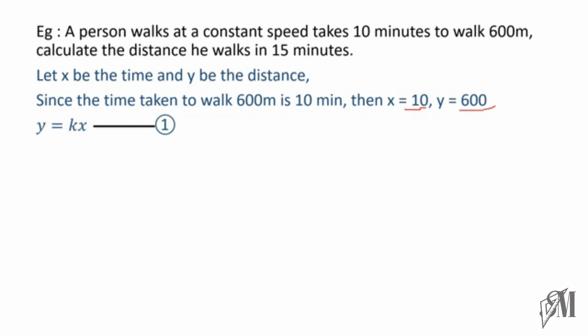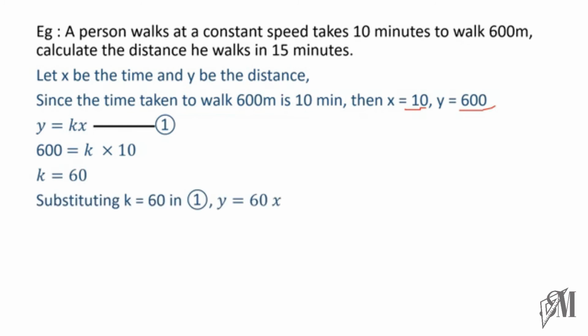This is the equation we use in the algebraic method. Using this equation, now we know x and we know y. So x and y are known. Using this equation, we are going to find out k. Once the values are substituted, you can find k to be 60. Now that part is done. Then we substitute k is equal to 60 in equation 1. So instead of k, we put 60. Then the equation becomes y is equal to 60x. That is also done.